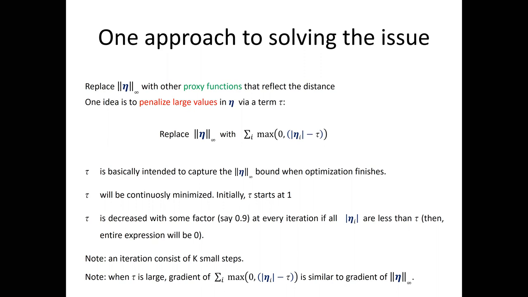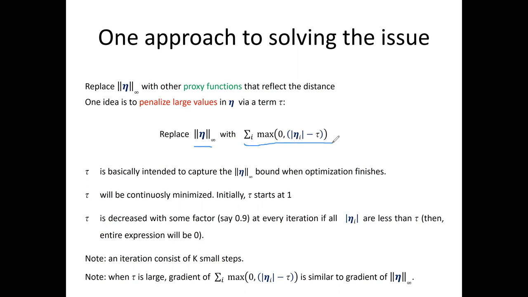In some way, maybe not exactly as the L infinity, but in some parts similar. So here is one such proxy function that was explored by Carlini and Wagner, and we'll take a look now. The idea here is the following. We're going to be replacing the L infinity norm of eta with the following proxy function.